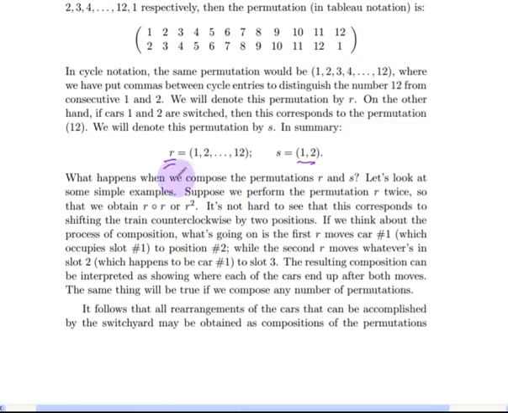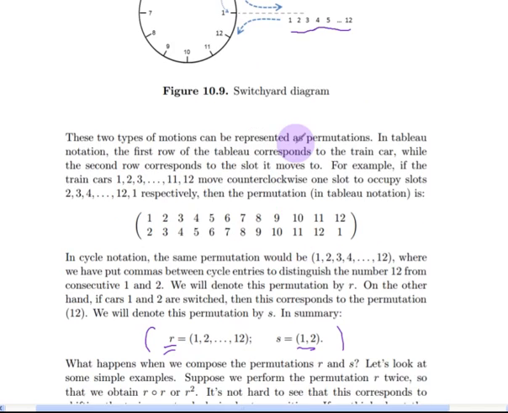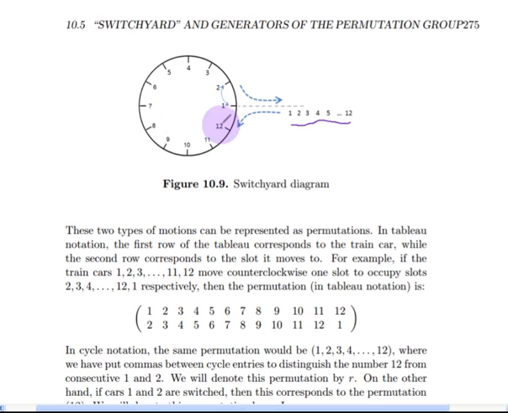So the question is, using these two permutations, how far can I go? Can I rearrange these cars arbitrarily? Suppose I want to reverse all the cars, so instead of 1, 2, 3, up to 12, I want it to be backwards: 12, 11, 10, 9, 8, etc. Or suppose I just want to switch these 4 cars and leave the others the same. Can I do any arbitrary rearrangement of the cars using just this switchyard?